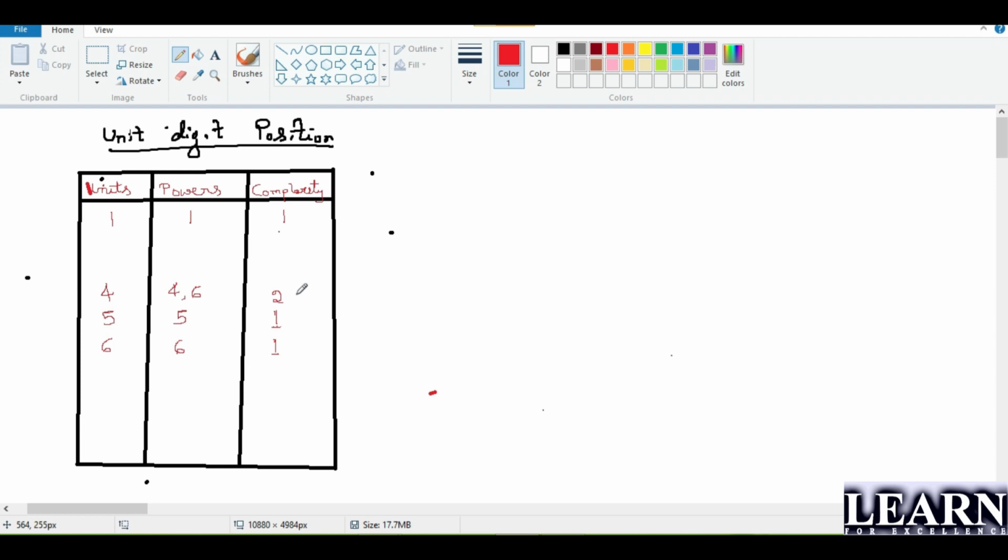4 to the power 1 is 4. 4 to the power 2 ends with 6. 4 to the power 3 ends with 4 again. 4 to the power 4 ends with 6 again. 4 to the power 5 ends with 4 again. It goes on. Yeah, so we need to understand this one. So it has a complexity of 2.